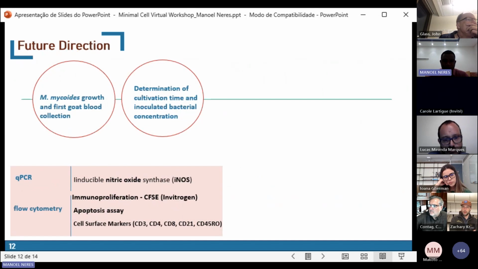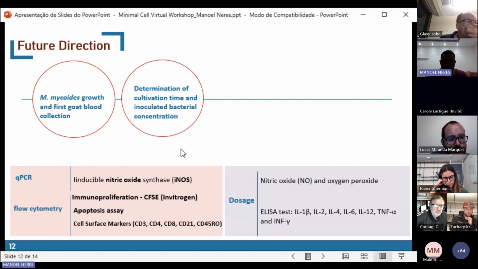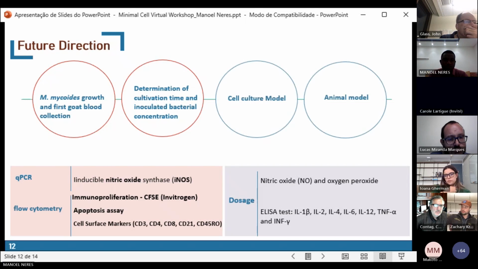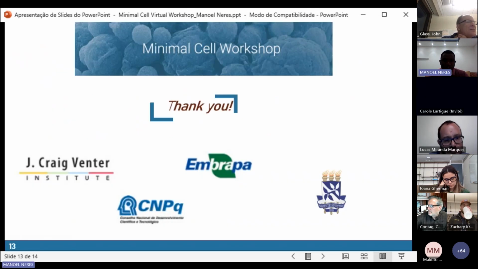Well, future directions: we have done these 2 stages, and for future directions we have to make the cell culture model and the animal model. So thank you, once more, for this opportunity.